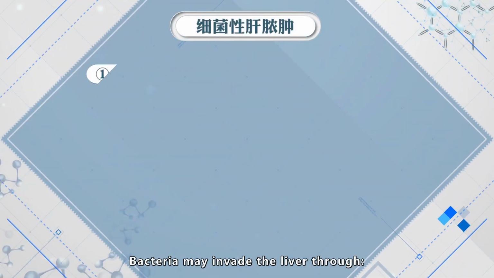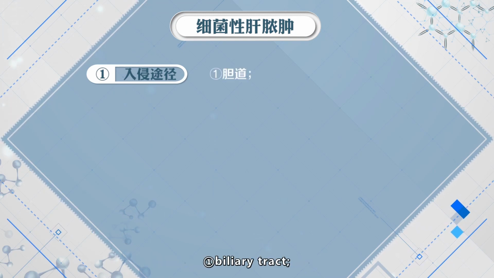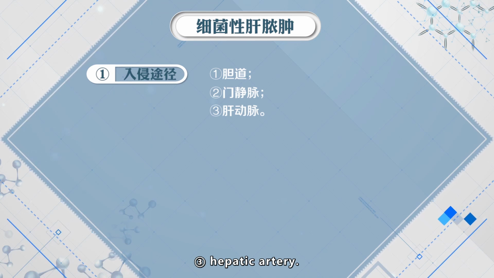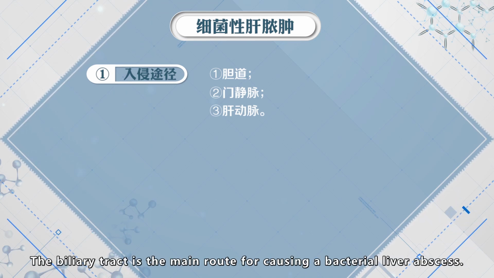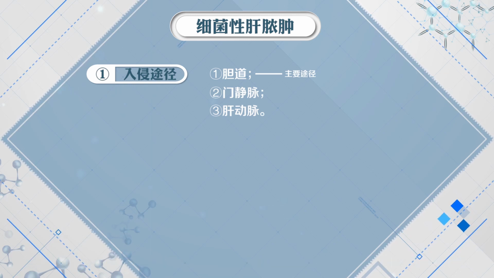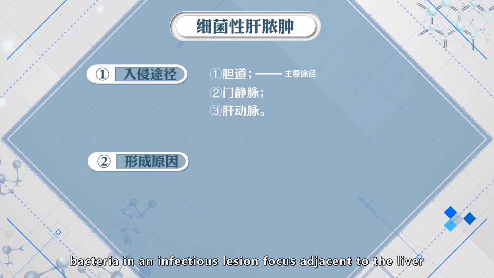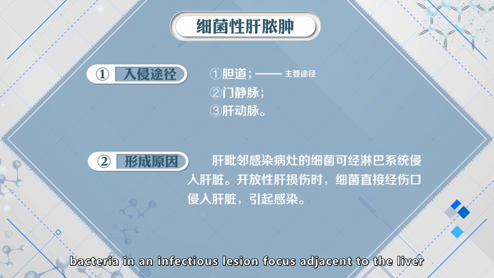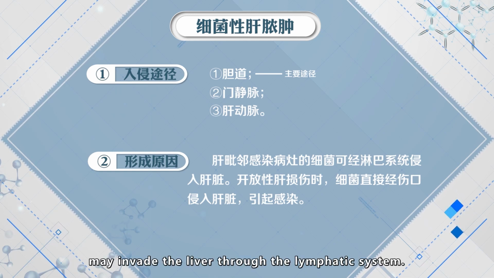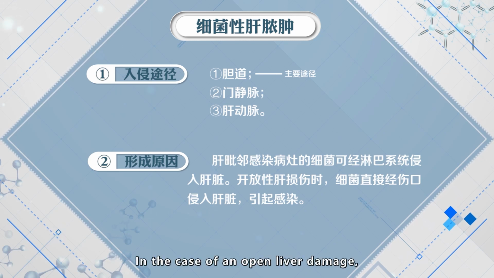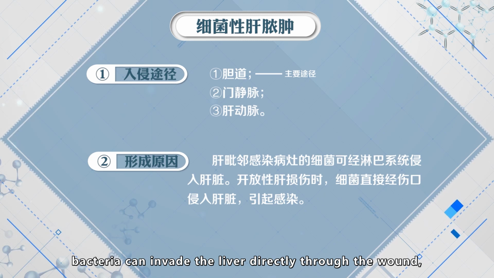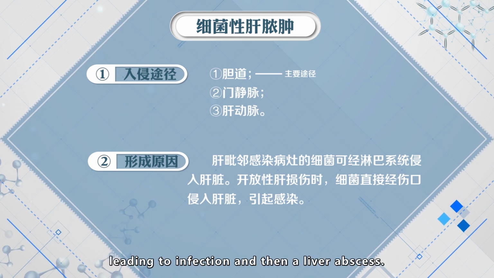Bacteria may invade the liver through the biliary tract, portal vein, or hepatic artery. The biliary tract is the main route for causing a bacterial liver abscess. In addition, bacteria in an infectious lesion focus adjacent to the liver may invade the liver through the lymphatic system. In the case of an open liver damage, bacteria can invade the liver directly through the wound, leading to infection and then a liver abscess.